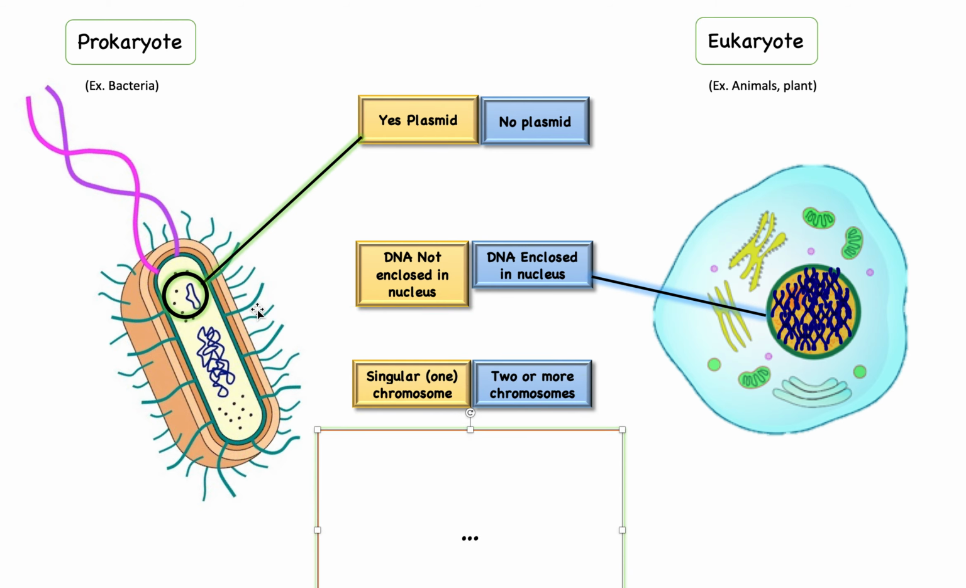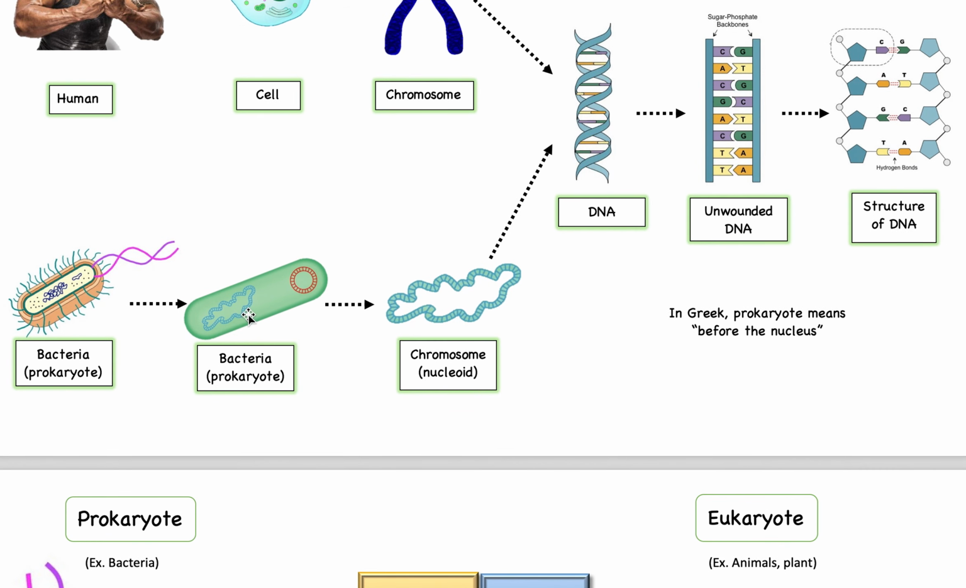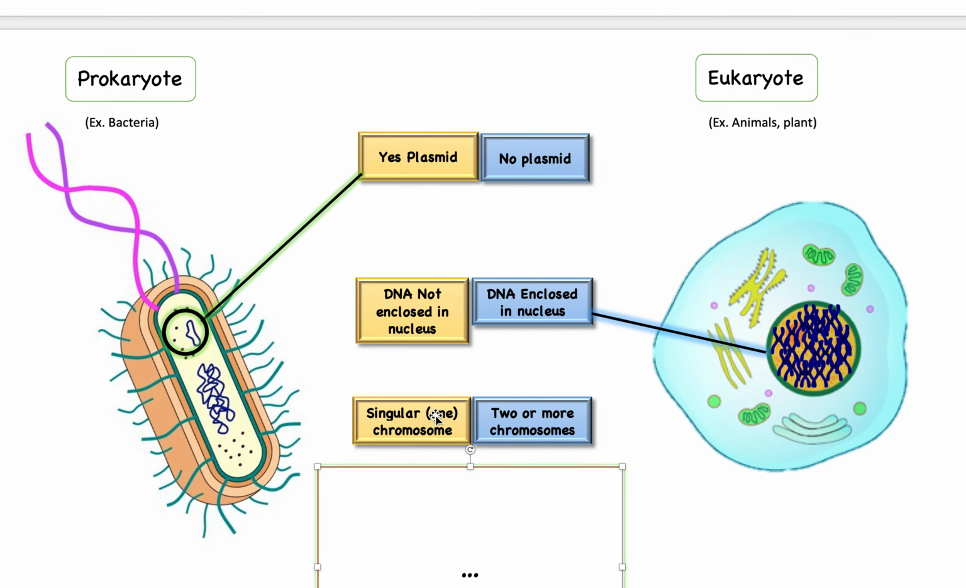Okay, prokaryotes have a singular chromosome. So this right here, this chromosome is singular. It's just a big circle, like this. There's not two pieces or three pieces, there's just one. It's one chromosome, whereas eukaryotes have two or more chromosomes.